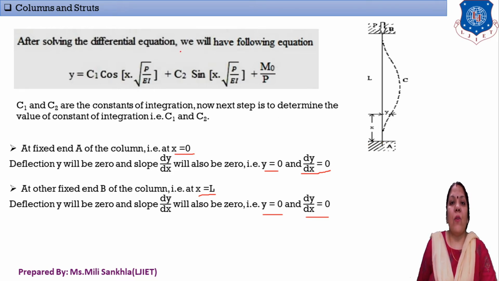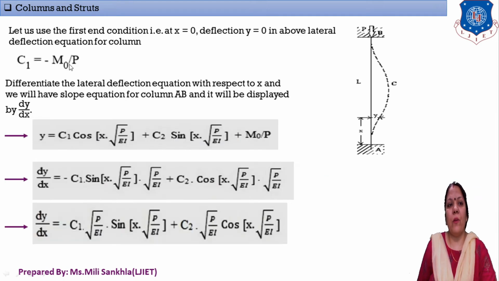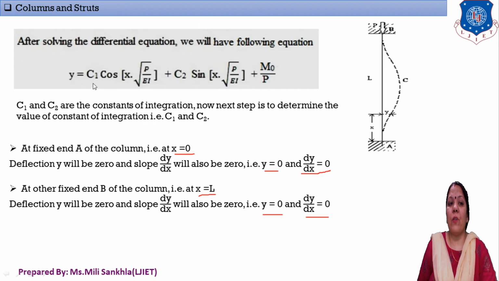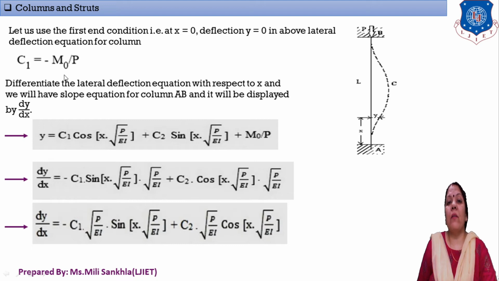In this equation, here I put y is equal to 0 and x is equal to 0. What happens here? Look at this: x is equal to 0 and also y is equal to 0. From this equation we find the constant C1 is equal to minus M0 by P. In this equation y is equal to 0 and x is equal to 0, cos 0 is equal to 1, and this M0 by P is shifted from right to left, and that gives C1 is equal to minus M0 by P.